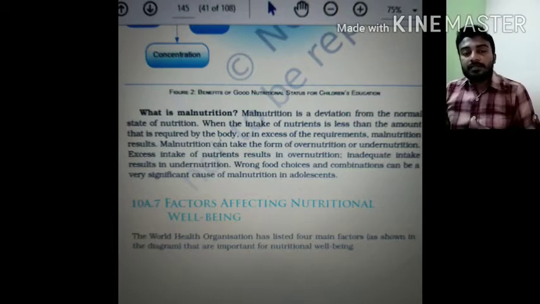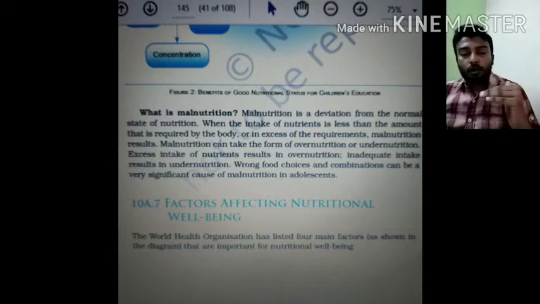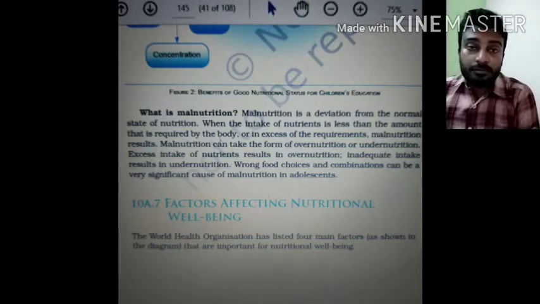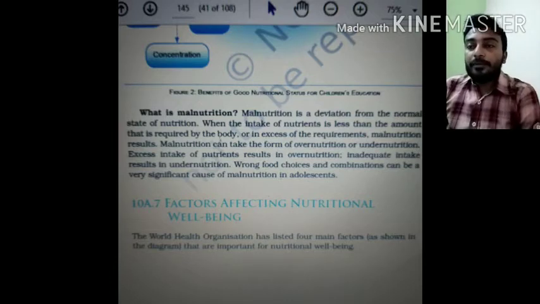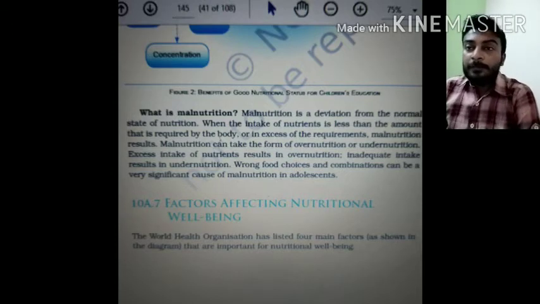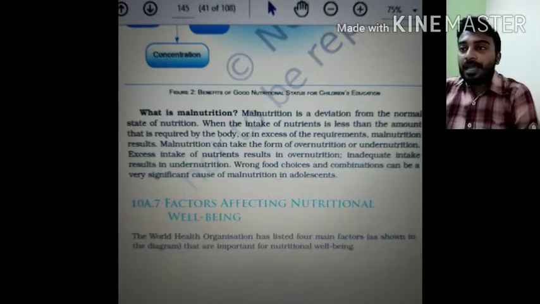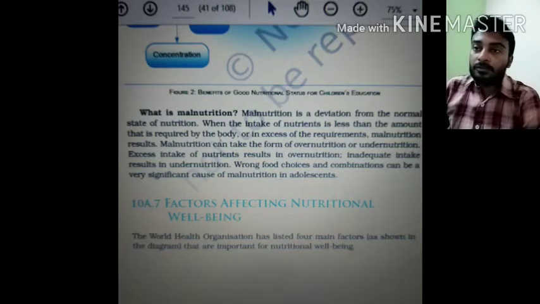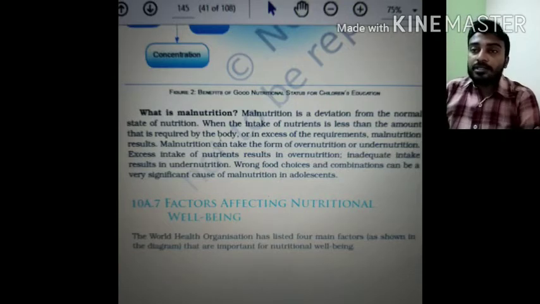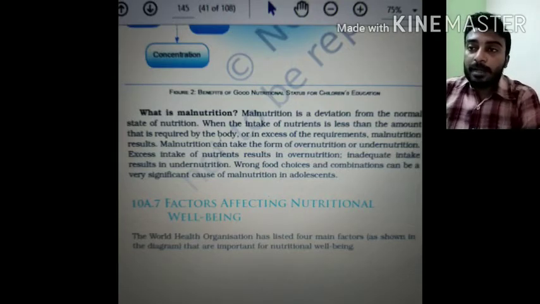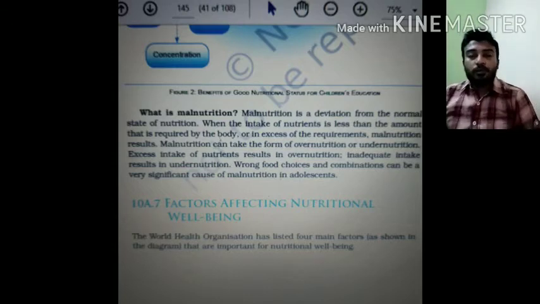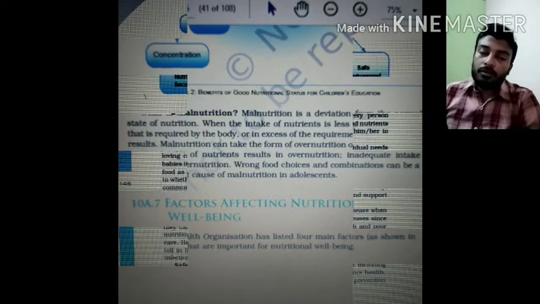So if the intake is less than the normal, or if it is in excess of the normal, then malnutrition can occur. Malnutrition can take the form of overnutrition or undernutrition. As I have told you earlier, excess intake of nutrients results in overnutrition, and inadequate intake results in undernutrition. Wrong food choices and combinations can be very significant causes of malnutrition in adolescents. We have discussed this earlier, so this is what we should basically know about malnutrition.